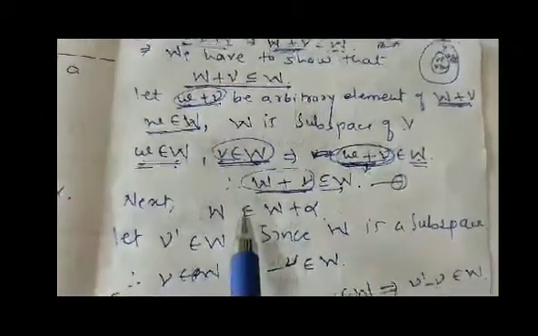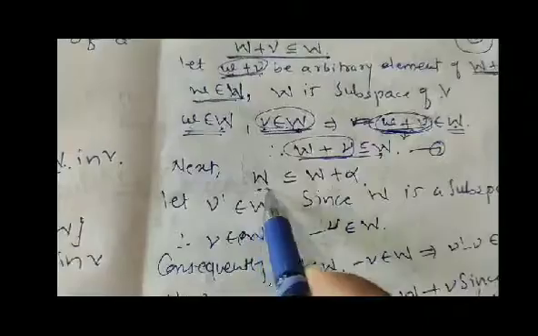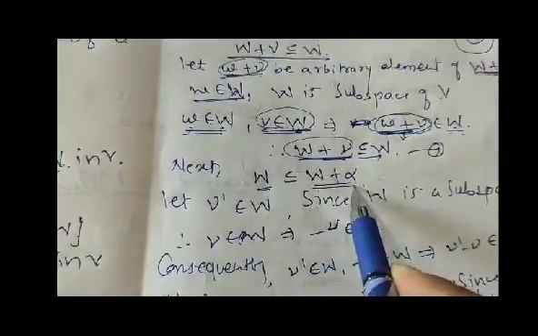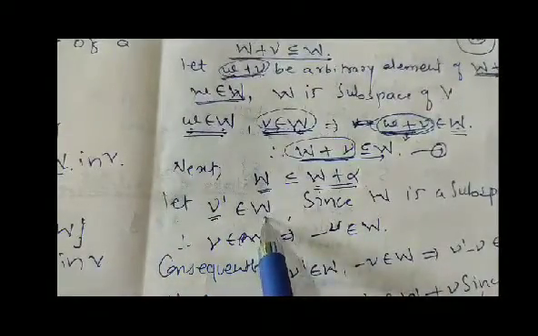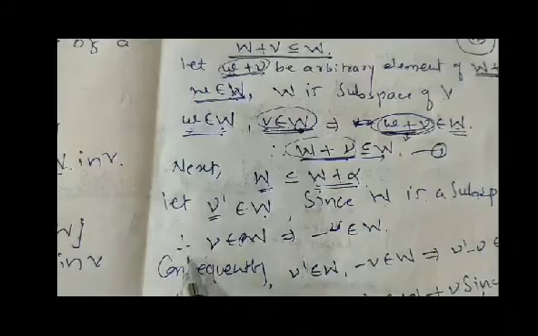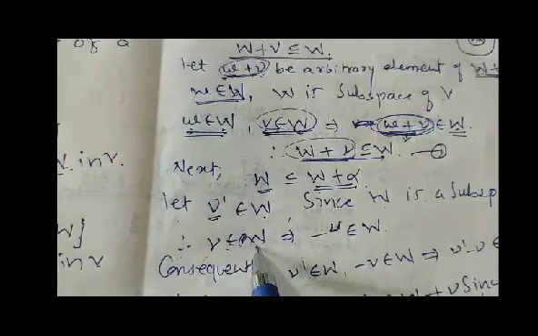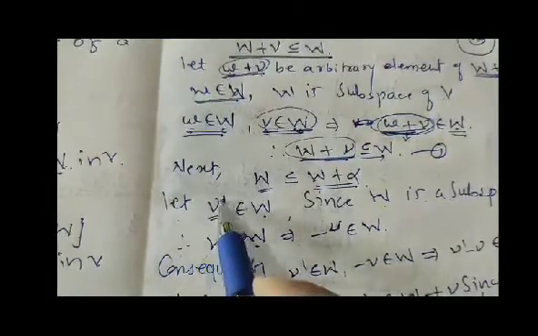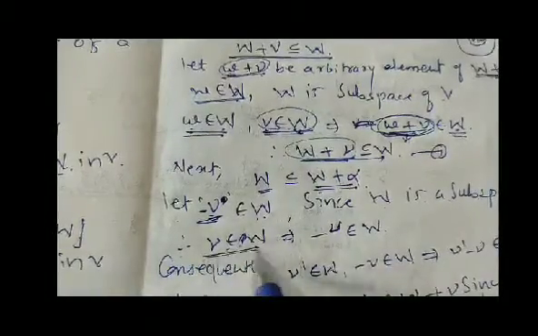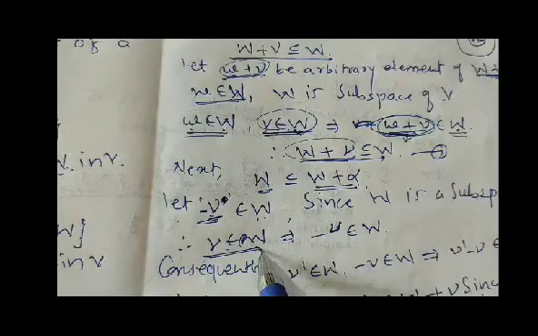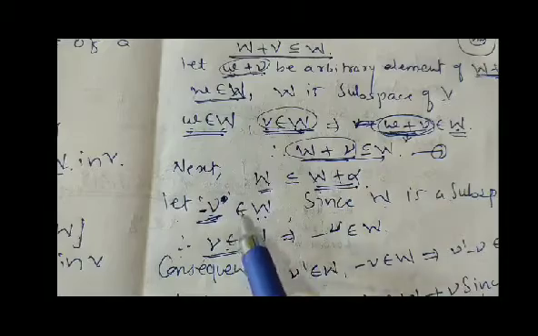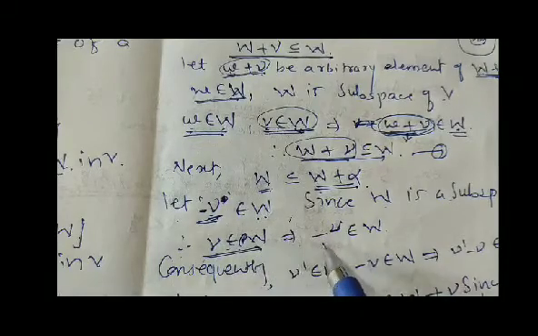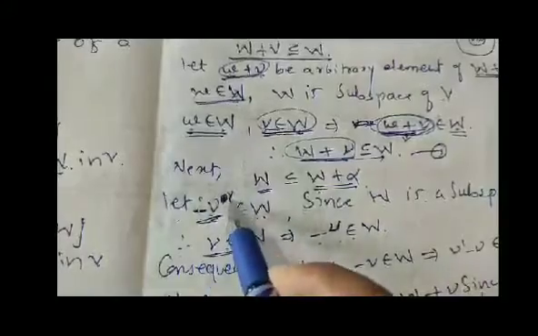Next, we have to show that W is a subset of W plus nu. Let us choose any nu dash belonging to W. Since W is a subspace, therefore nu belongs to W. If we choose minus nu, that is the complement element, if nu belongs to W, then minus nu belongs to W, because the inverse element is present there. Sorry, there is nu dash, this is another element.